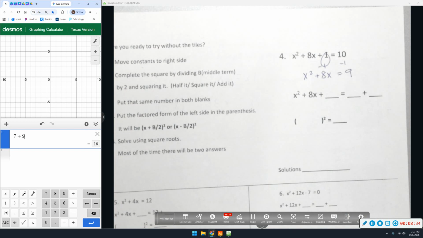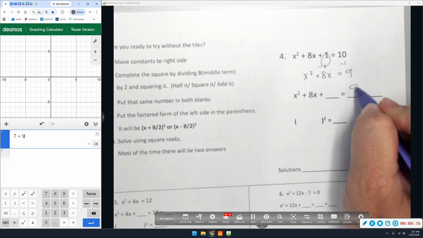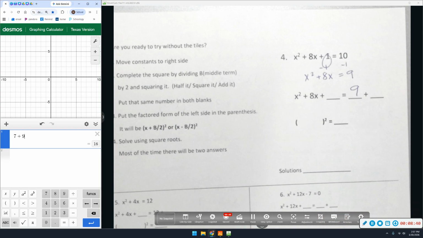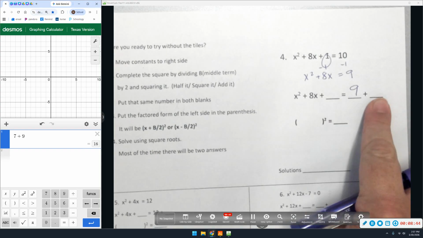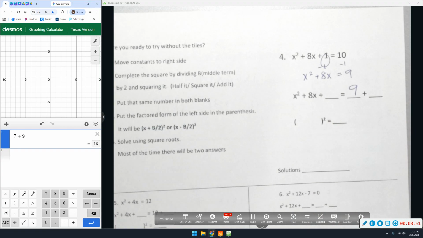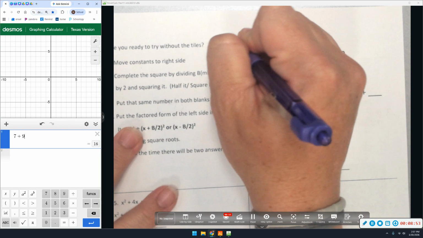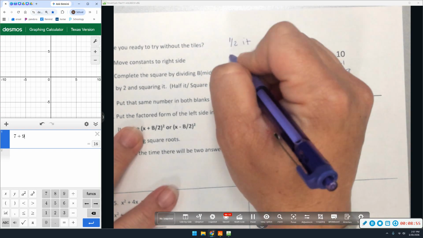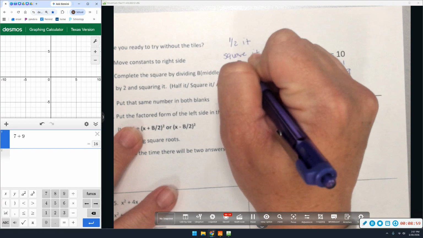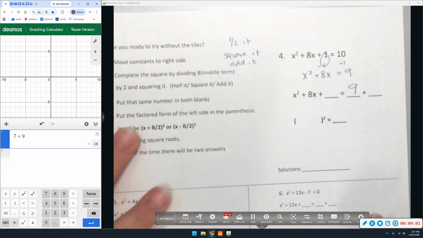Now we're always going to rewrite it with those blanks after both sides because we have to add something to both sides to make it a perfect square. Okay, so we're just rewriting it with a blank and a blank. And this is our saying. Okay, I'm going to write it. Half it, square it, add it.